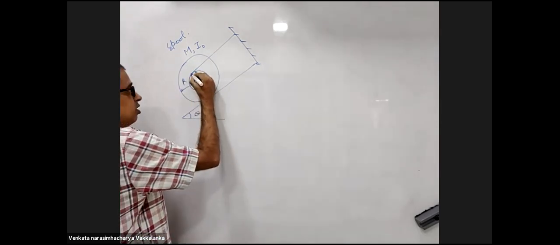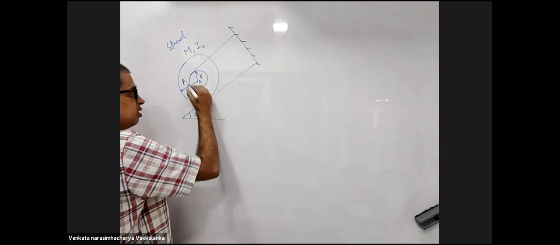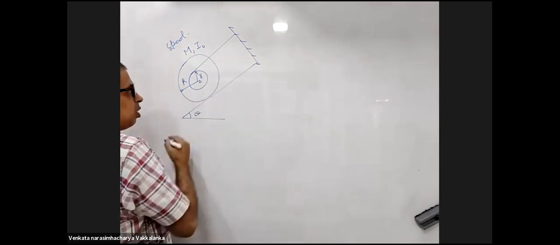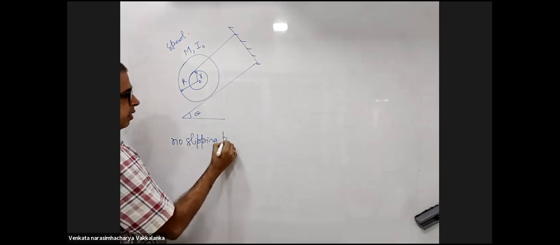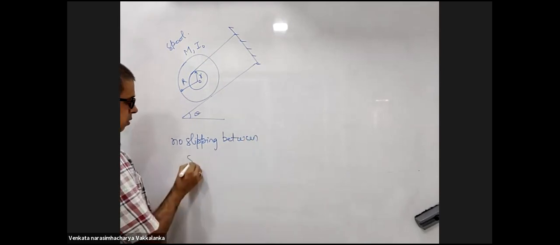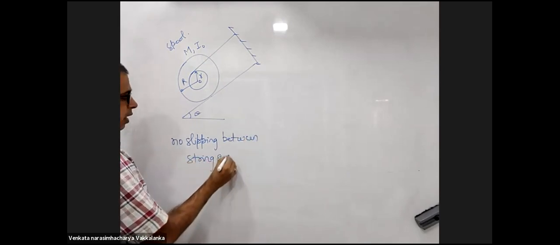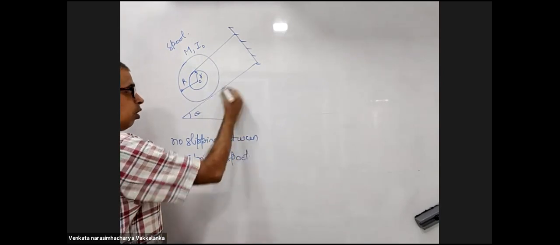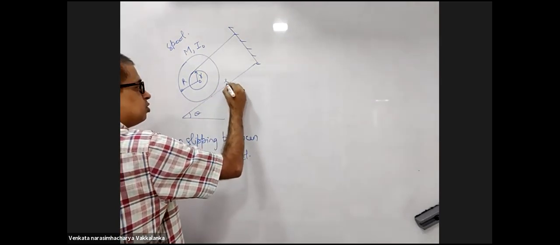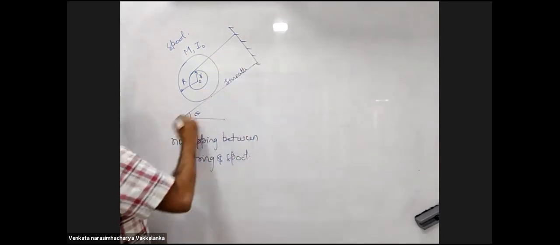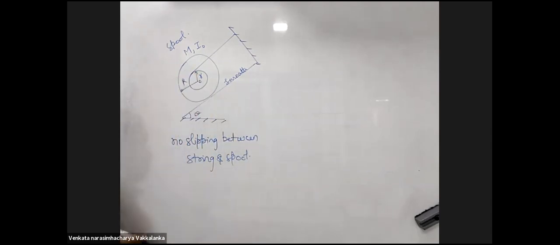Write down the dynamic equations and constraint relations. Listen, there is no slipping between the string and the spool. He did not say anything about this surface on the inclined plane. Temporarily assume this to be a smooth inclined plane. Just write the dynamic equations for me and the constraint relations. I don't want the simplification.